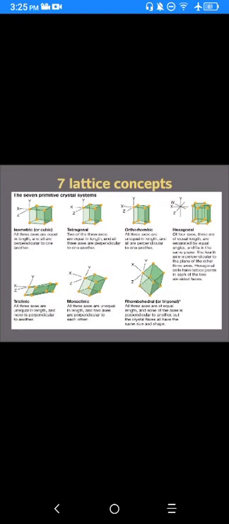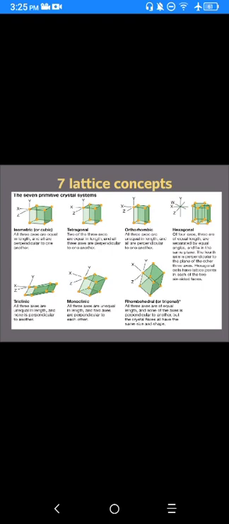Here are the basic concepts of crystal structure. First is the 7 lattice concept. Second is the periodic array of atoms. The third is the solid, and lastly is the molecular solid. Here are the 7 lattice concepts.